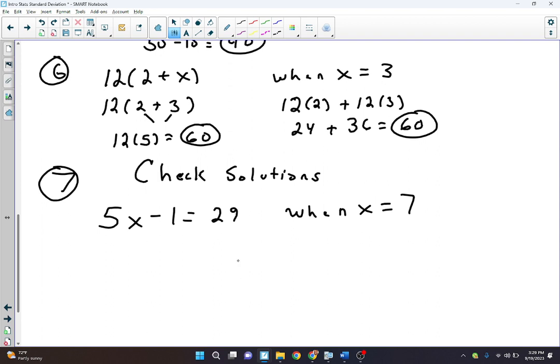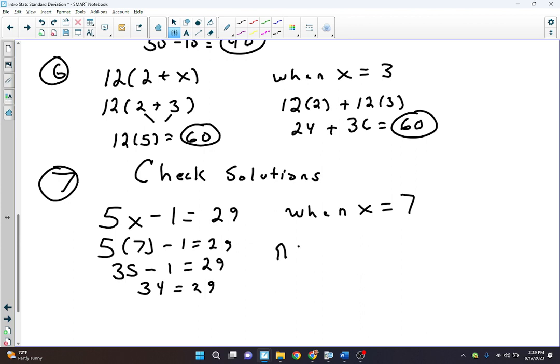Next one. We're going to do 5 times 7 minus 1 equals 29. Replace that x with a 7. 5 times 7 is 35. Minus 1 equals 29. This is 34 equals 29. Now, is that a true statement? Is 34 equal to 29? No, I would say no, it's not. So your answer in this case is no.